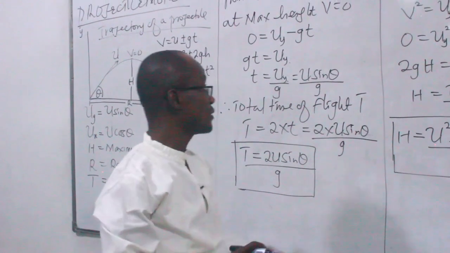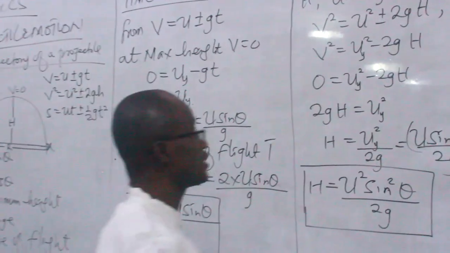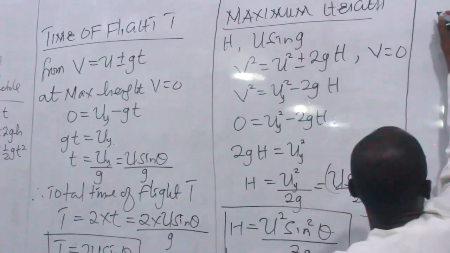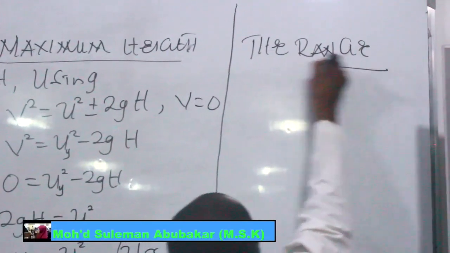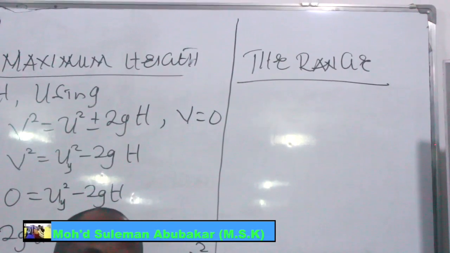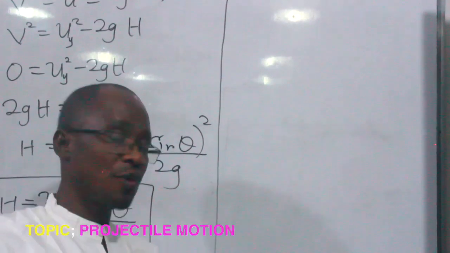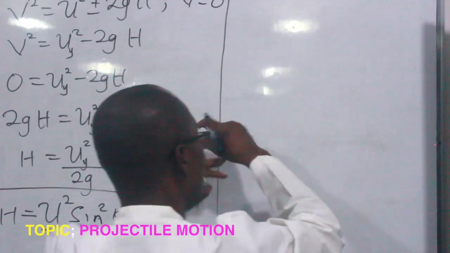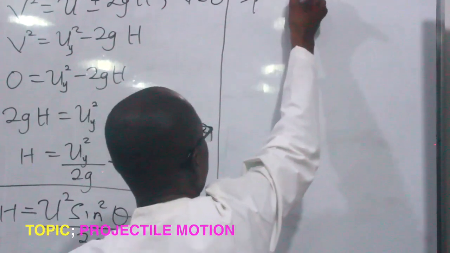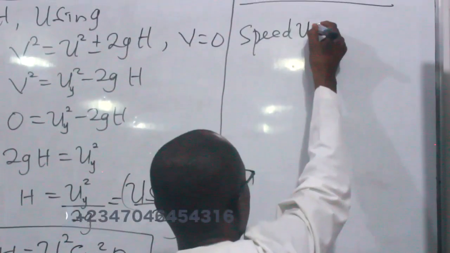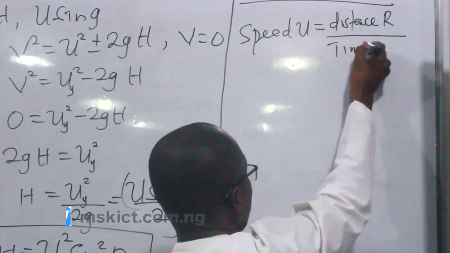Welcome back. Earlier, before the break, we were able to derive two of the equations of projectile. So the next now is the range. The range, as we said, is the horizontal distance traveled by the projectile from the point of projection to the point where the projectile hits the ground again. So as we know, range is nothing but distance. From the definition of speed, we know that speed, that is u, equals distance, let's call it range, over time, let's call it t.